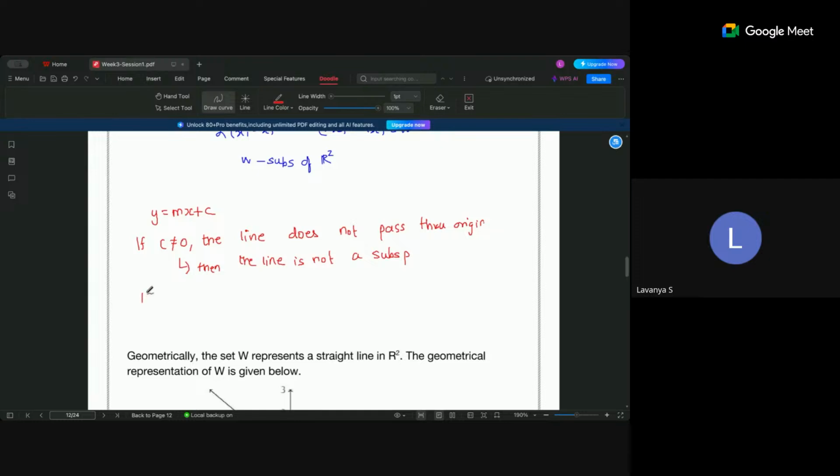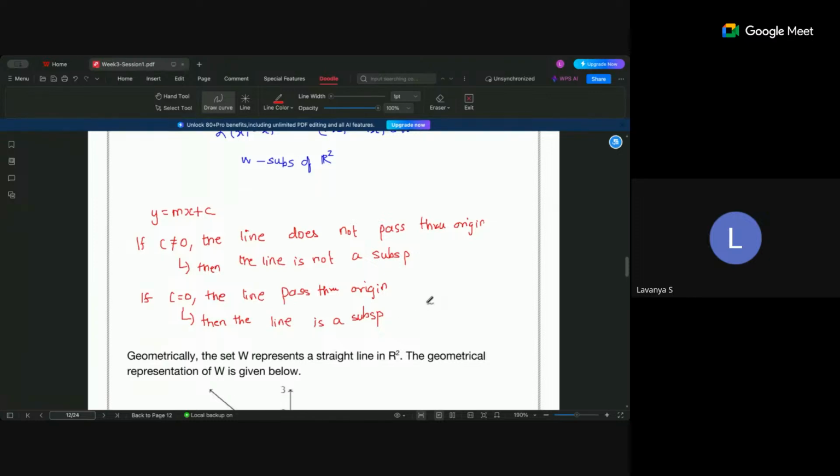And also, if c is equal to 0, then sure, you know that the line passes through the origin. This is for usual addition and multiplication only. I'm repeating, this condition is for usual addition and multiplication. Then the line is a subspace. This is a very important thing you should all know.